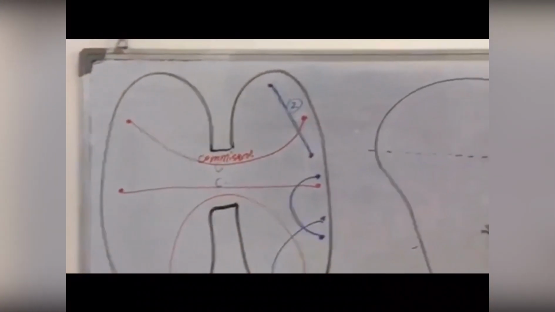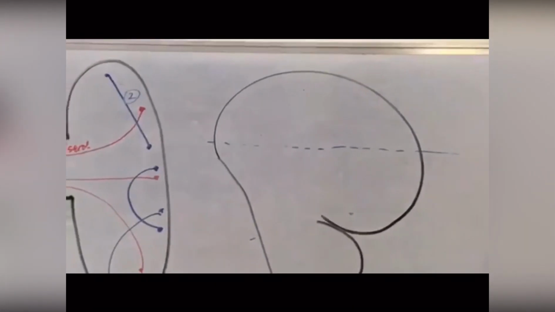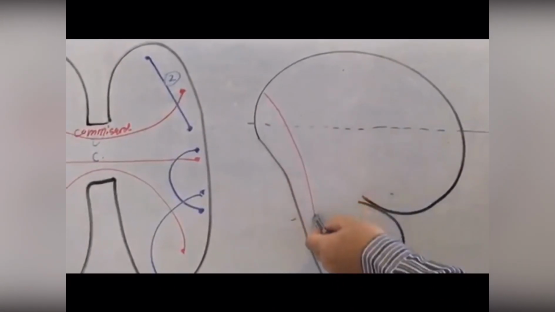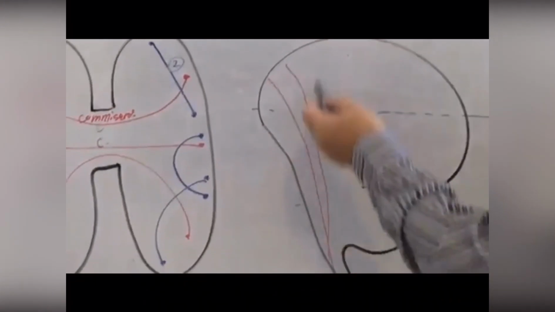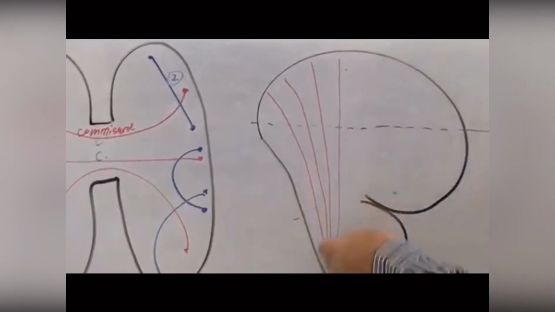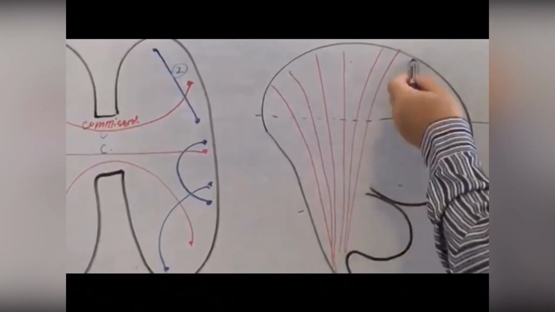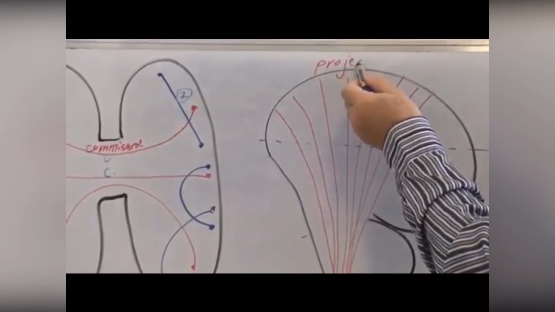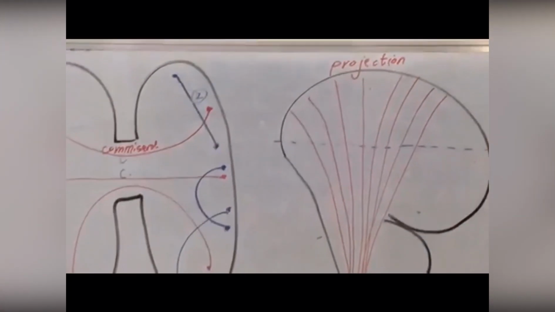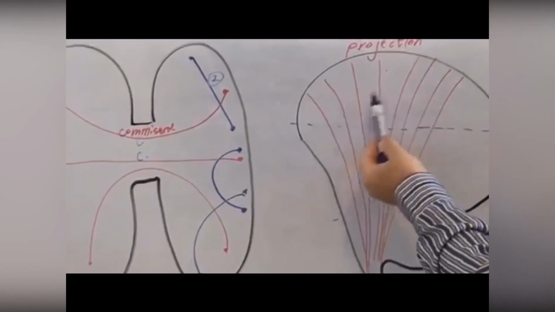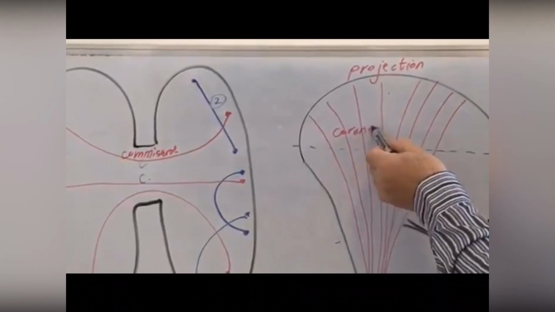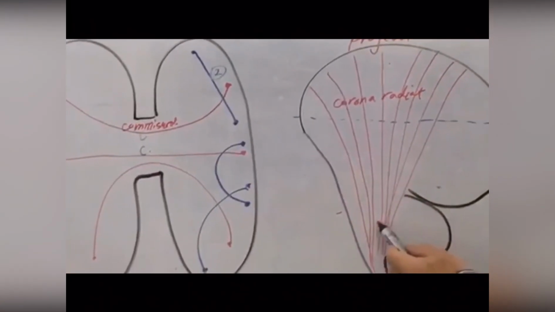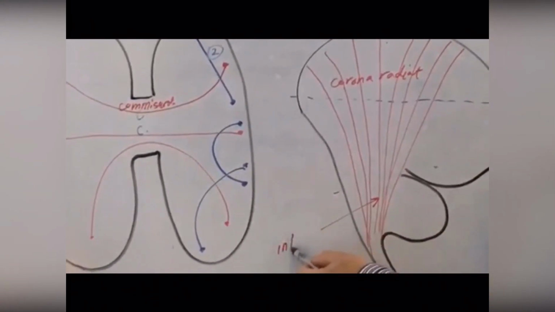Now, going back to the first picture. Here we have fibers coming from the cortex down to the brainstem and the spinal cord in this way. These fibers coming from the cortex to the spinal cord, we call them projection fibers. These are the third type of fibers. This picture here, we call it corona radiata. When these fibers are collecting together here in this region, we call this bundle the internal capsule.